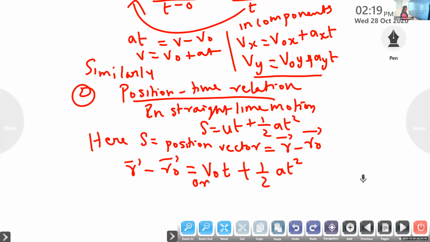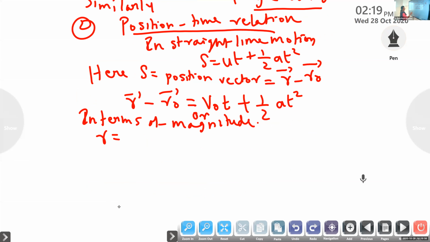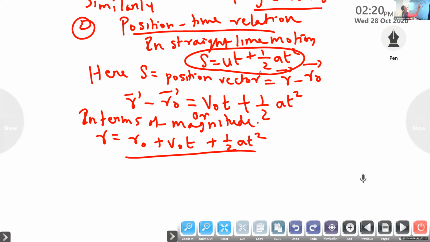So this is in terms of vector. In terms of magnitude, we can write R is equal to R0 plus V0t plus half AT square, taking R0 to this side. The same equation can be written this way because we have the format S is equal to ut. We keep the final position here and add the initial position to this.